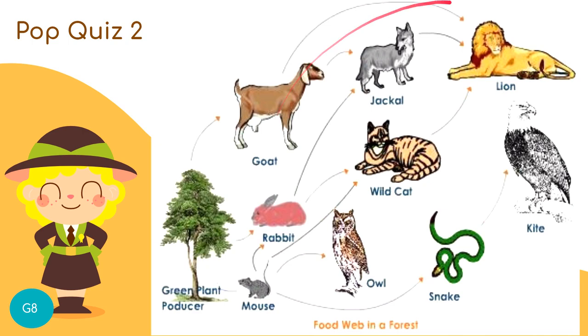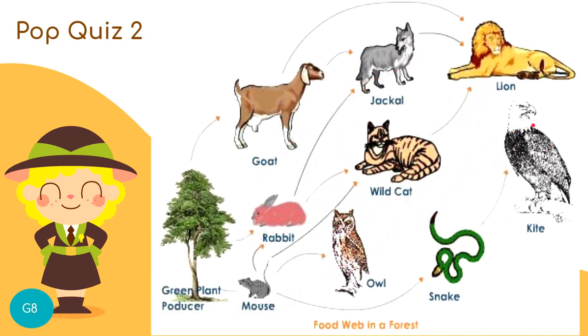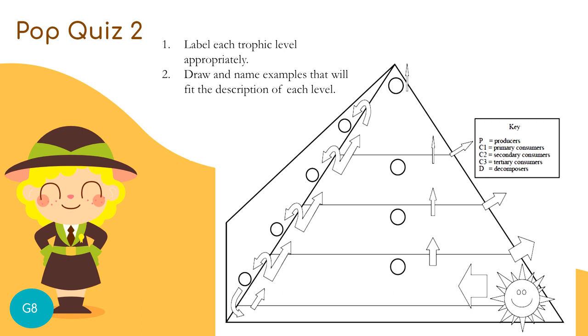Okay, you can actually enumerate the different food webs that you can see and try to identify which are the producers, which are the primary consumers, secondary and tertiary consumers. Okay, so you pause this video at this point. So once you're done, let's try to answer.